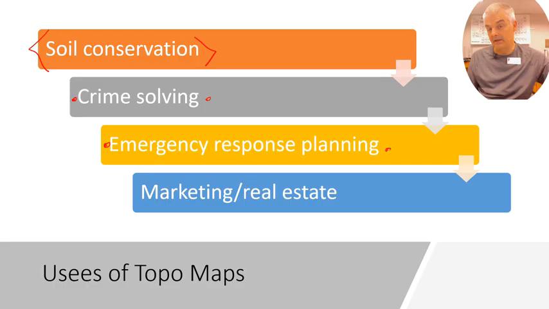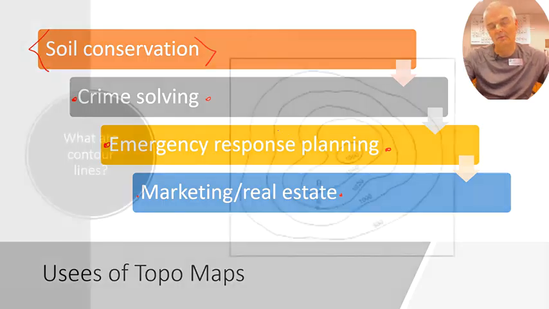Emergency response planning, especially in terms of landslides and some of the mass wasting things we've talked about earlier. And marketing and real estate. Man, you could look at a topo map and say this spot here is going to have the best view on the planet because it overlooks a big mountain or a stream or something like that. So a lot of interesting uses of topographic maps.